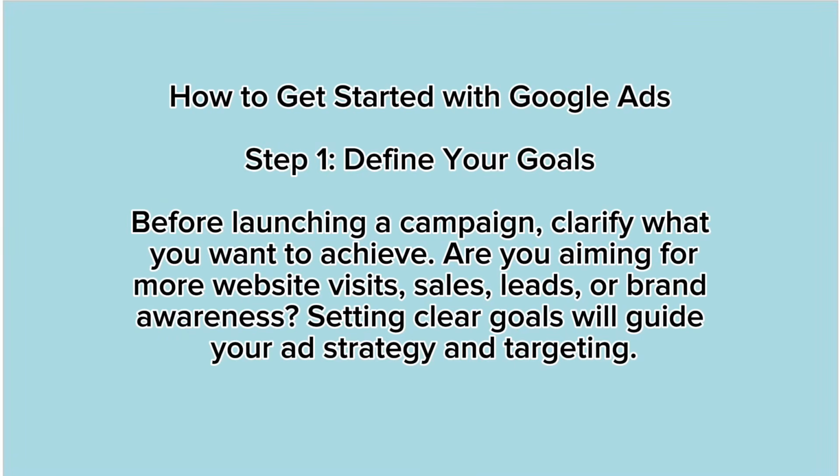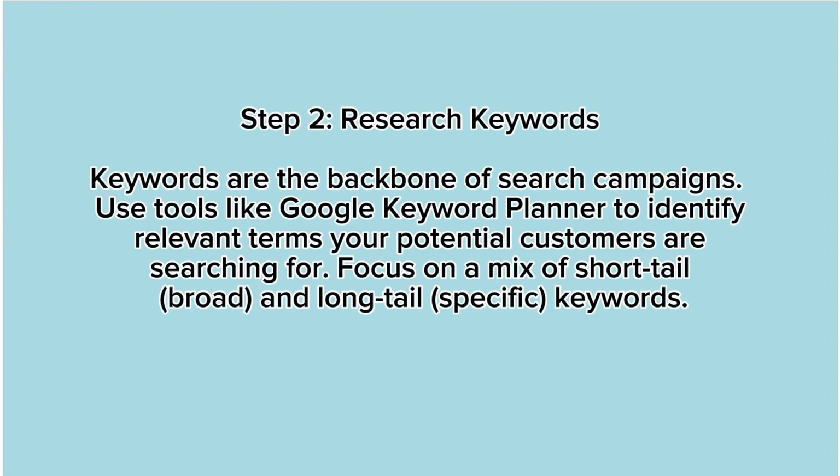Step 1. Define your goals. Before launching a campaign, clarify what you want to achieve. Are you aiming for more website visits, sales, leads, or brand awareness? Setting clear goals will guide your ad strategy and targeting. Step 2. Research keywords. Keywords are the backbone of search campaigns. Use tools like Google Keyword Planner to identify relevant terms your potential customers are searching for. Focus on a mix of short-tail, broad, and long-tail specific keywords.